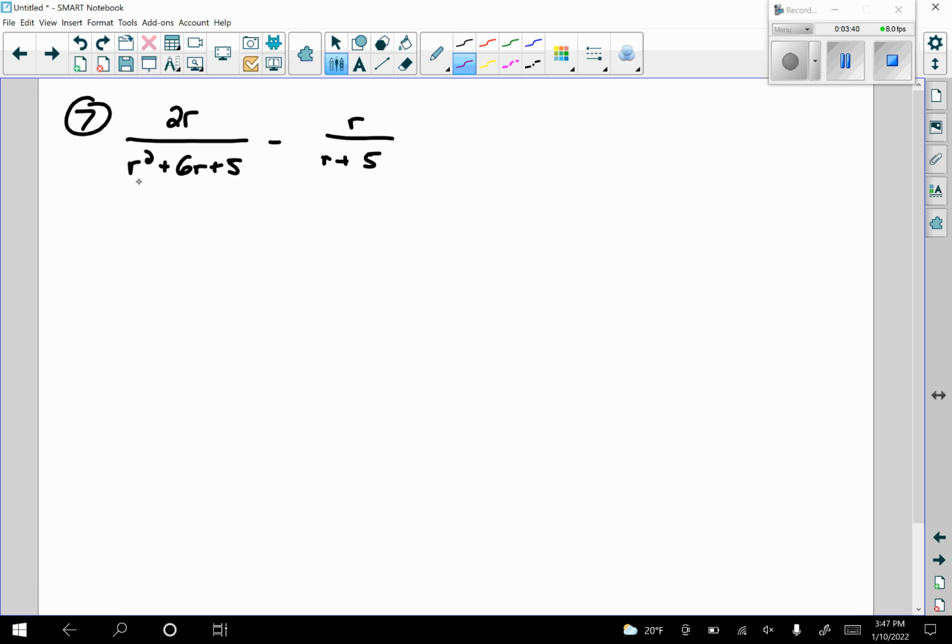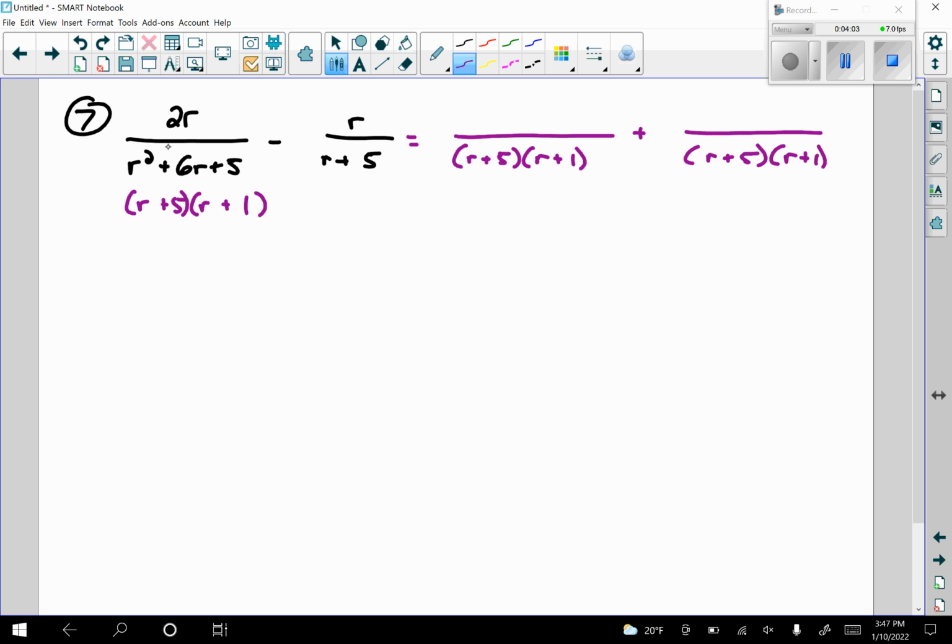Number 7, I can go ahead and factor the first denominator. Now usually a common factor is going to show up of r plus 5, so that's a nice clue to help us. So we're going to do r and r, we're going to do 5 and 1, and everything's positive. So as I go to make my 2 blank fractions, my LCD is going to be the quantity of r plus 5 times the quantity of r plus 1. Now the first fraction already had both of those factors in its denominator, so the 2r just stays a 2r. But the second numerator has to get multiplied by the r plus 1, because that's what we multiplied the bottom by. So there's our first couple steps.